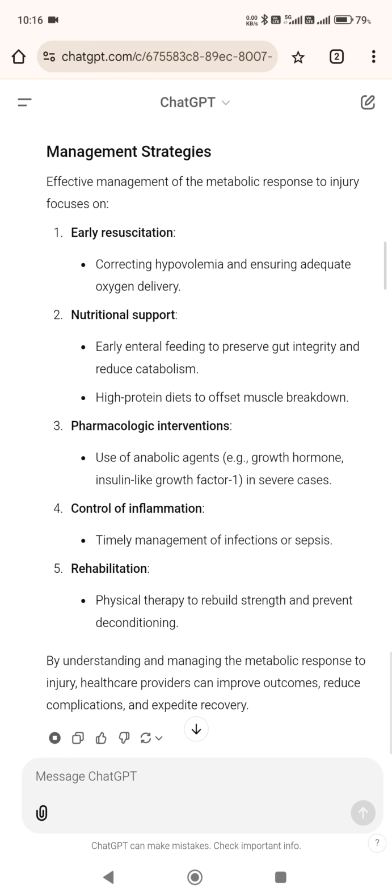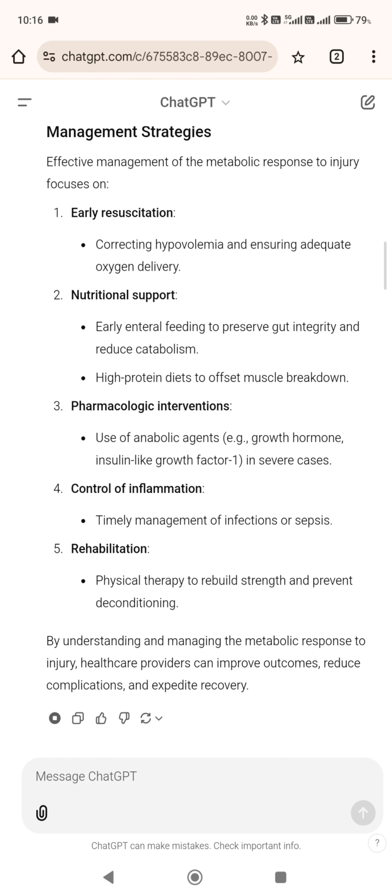Management strategies. Effective management of the metabolic response to injury focuses on: 1. Early resuscitation, correcting hypovolemia and ensuring adequate oxygen delivery. 2. Nutritional support, early enteral feeding to preserve gut integrity and reduce catabolism. High-protein diets to offset muscle breakdown. 3. Pharmacologic interventions, use of anabolic agents, e.g., growth hormone, insulin-like growth factor 1 in severe cases.